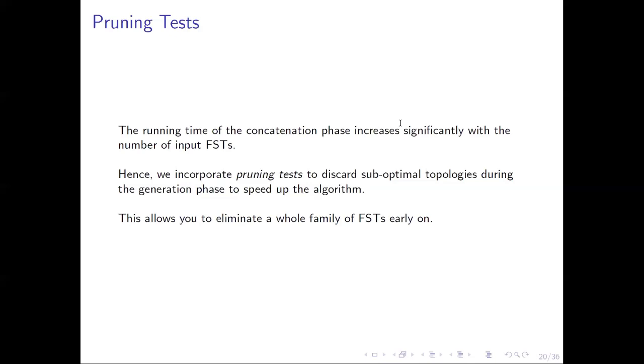So what does the k-Steiner algorithm do? It uses these pruning tests, which help you reduce the number of FSTs that actually go into the concatenation phase. Remember I told you that the generation process is an iterative process. You do one merge at a time, generating a single Steiner point at a time. What the pruning test does is, at each step, it verifies whether it satisfies a certain property. If it does, it keeps that branch. If it doesn't, it can discard it because it cannot be part of an optimal solution.